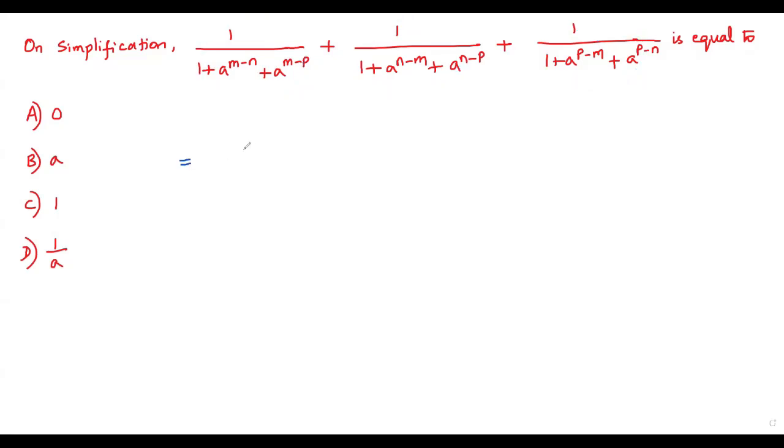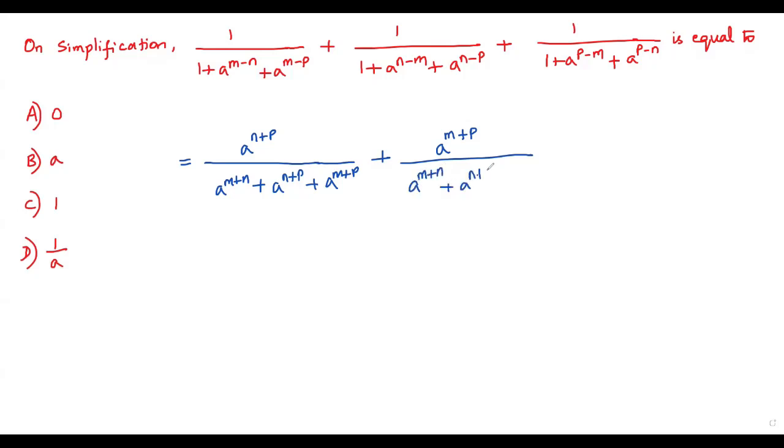For the first term we have a to the power of n positive p, because here n and p are subtracted from m. So n and p are added. N positive p is taken as exponent for a in the numerator. In the denominator we have a to the power of m positive n, positive a to the power of n positive p, positive a to the power of m positive p. In the second term, m and p are subtracted from n. That m and p should be added. M positive p should be taken as exponent for a in the numerator. Then we get a to the power of m positive p. In the denominator, the same stuff we have over here. That is a to the power of m positive n, positive a to the power of n positive p, positive a to the power of m positive p.